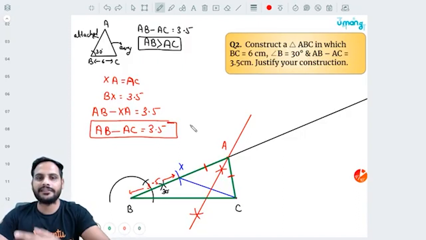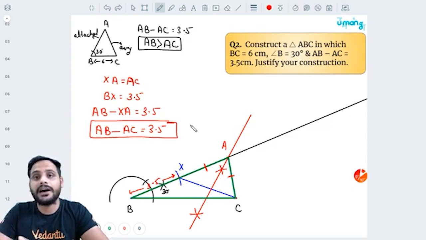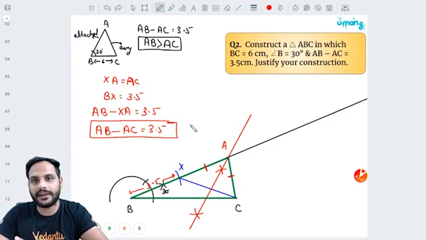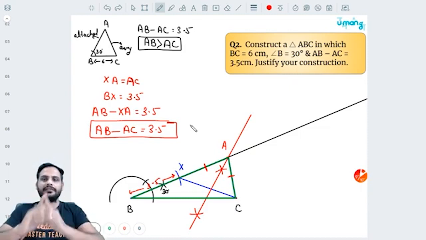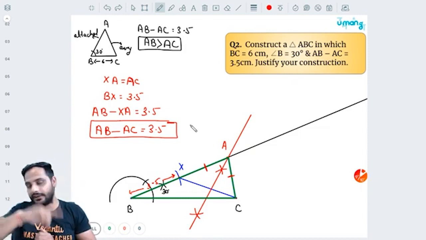So this is the case when the side which is attached to the base angle is greater than the side which is away from the base angle. Got it? In this case, the method of construction is exactly the same as we have done in the case where the sum of the sides was given, right? Now let's go for the next part.